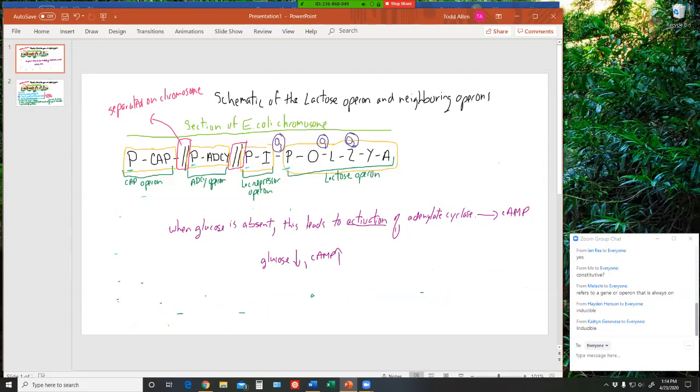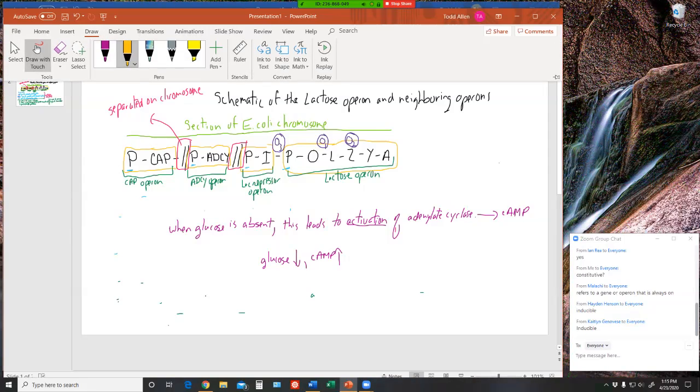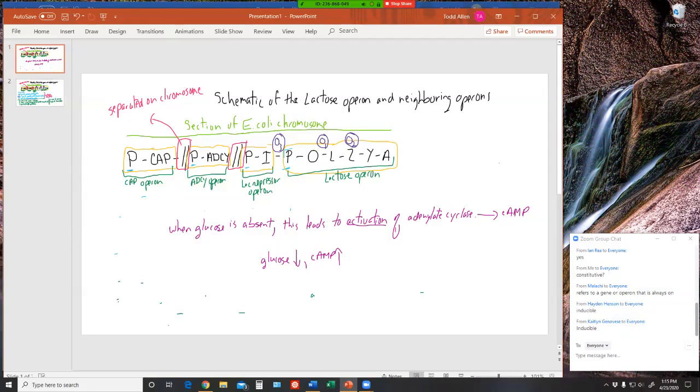Now, one of the pieces of the puzzle that we haven't shared with you yet, but is critical, is to appreciate that at the lactose promoter, there is a CAP binding region. So if we were to take the promoter here and magnify into it, we would actually find a binding site for the CAP protein and RNA polymerase.